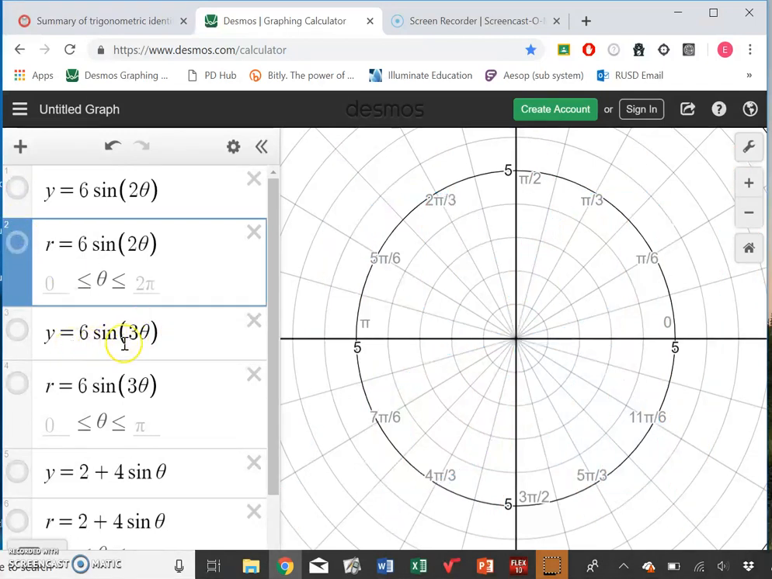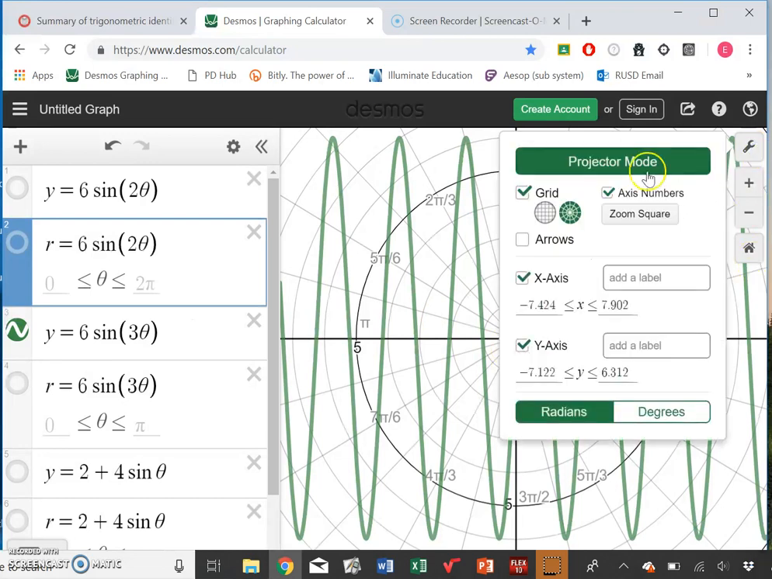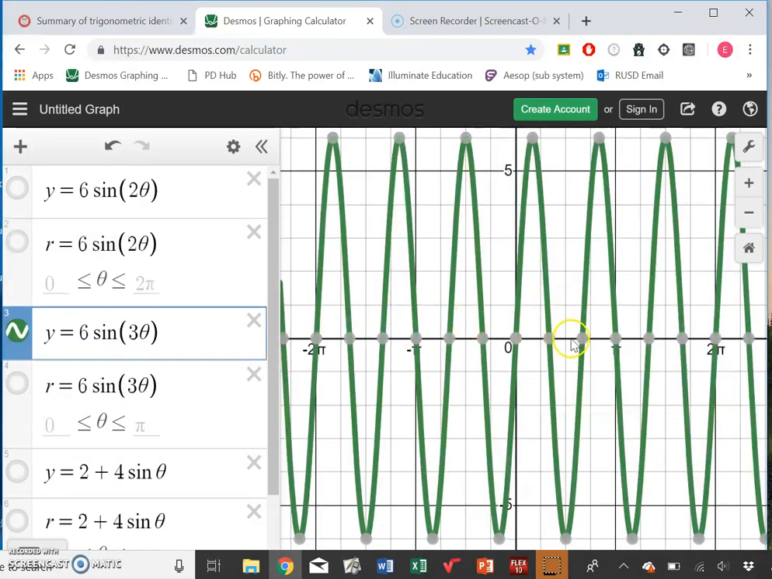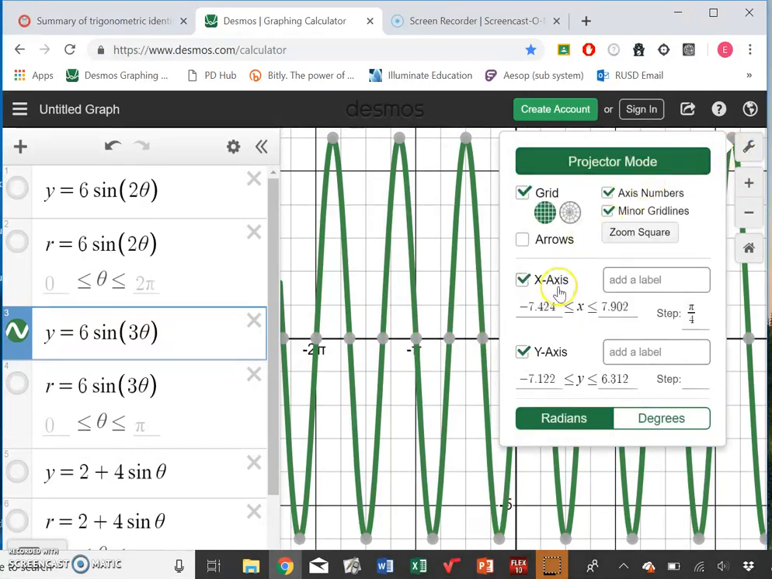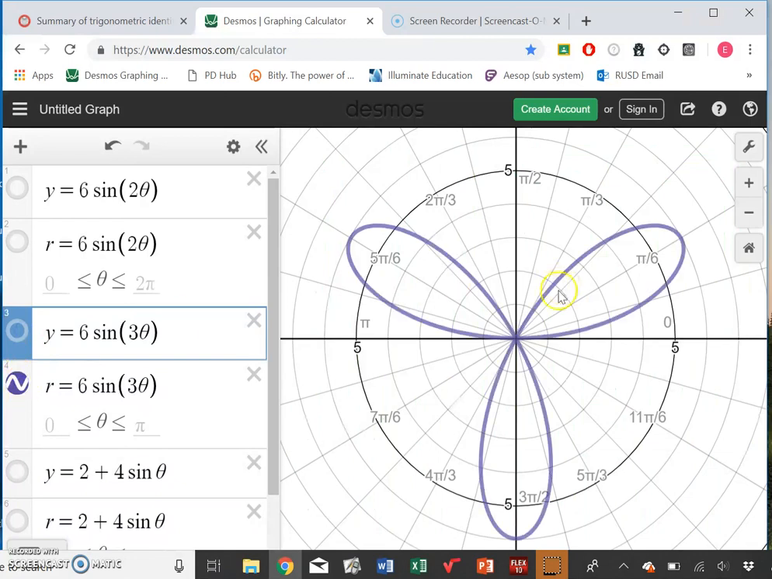So next we have 3. The difference between these two equations is I've changed the inside function to an odd number. So we have that. It changes our period fairly quickly. Going back to the rectangular grid, we can see our period is now 2 pi thirds, because we took 2 pi and divided it by 3. Switching back to polar coordinates, we're going to go ahead and turn this one back off and look at what happened.